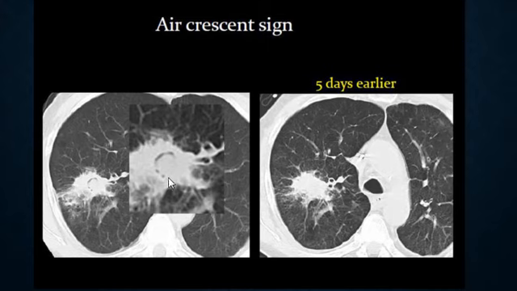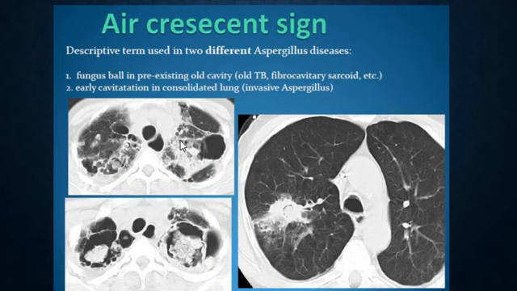So this pattern helps you to determine that this is not a tumor, not a mass, not something neoplastic. It is a descriptive term used in two different aspergillus diseases, which are fungus ball in a pre-existing old cavity, like TB, okay, and early cavitation in consolidated lung in invasive aspergillosis. Both of them are related to aspergillus.